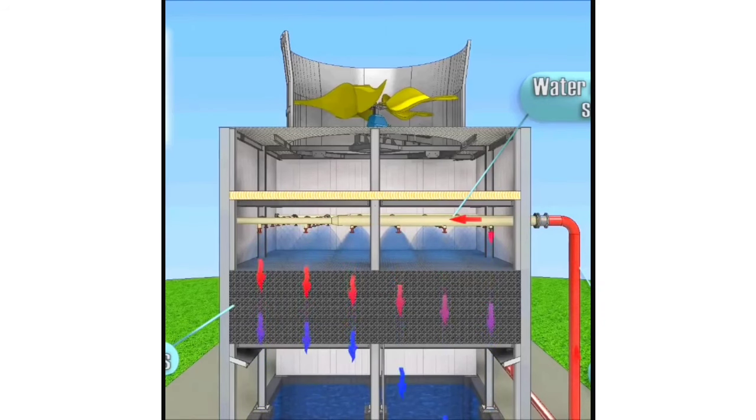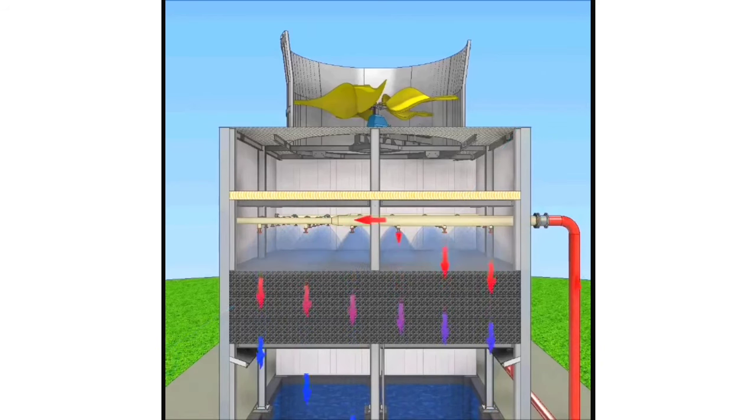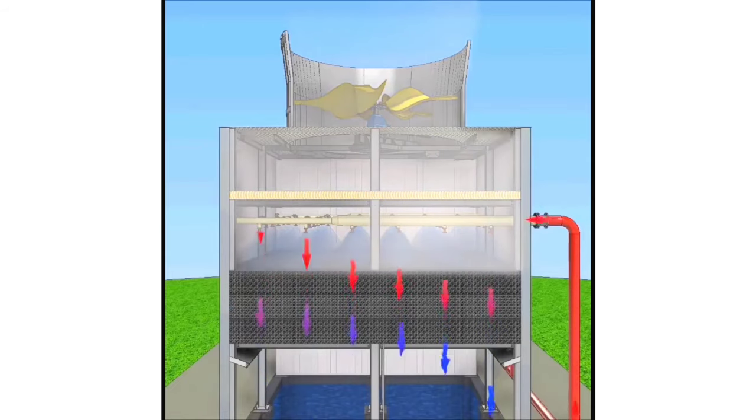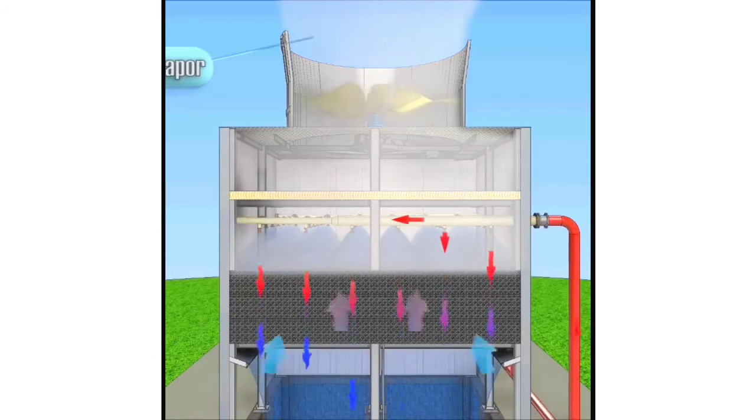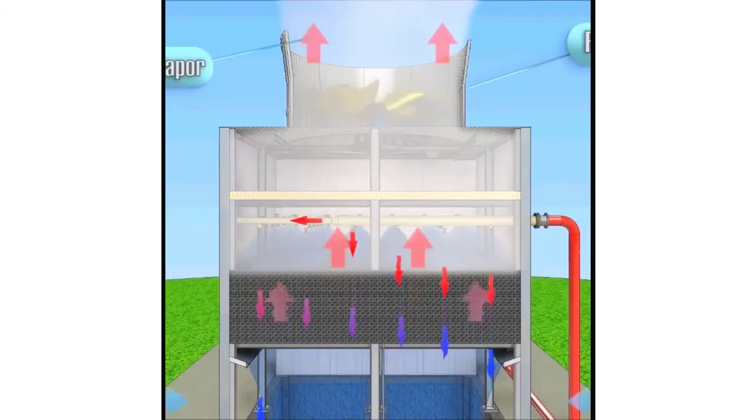On the fills, a water film is formed, from the surface of which the water evaporates and encounters the air flow. The larger the surface area of the fills, the more intensive is the evaporation of water and the more efficient is the cooling tower. Evaporation is accompanied by expenditure of energy required to convert liquid to vapor. Humidity of the air increases when water evaporates.